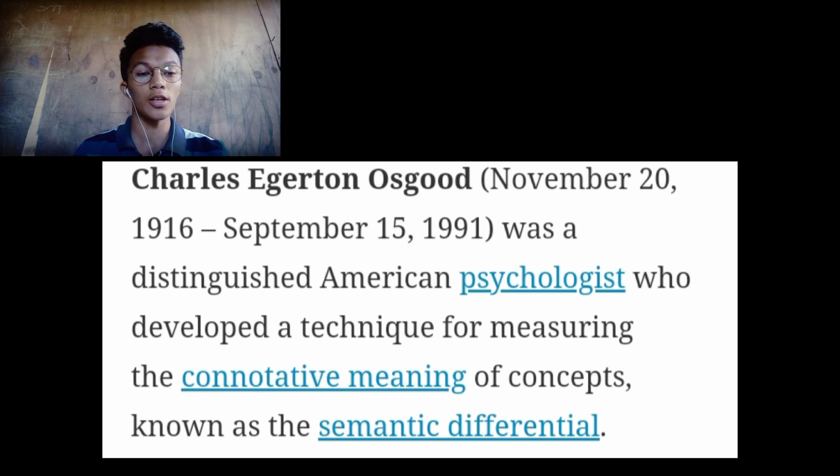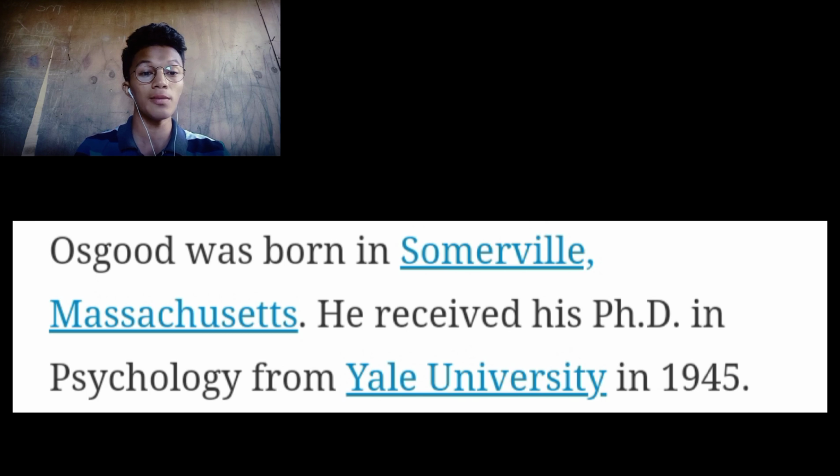Charles Egerton Osgood was a distinguished American psychologist who developed a technique for measuring the connotative meaning of concepts known as the semantic differential. Osgood was born in Somerville, Massachusetts. He received his PhD in psychology from Yale University in 1945.